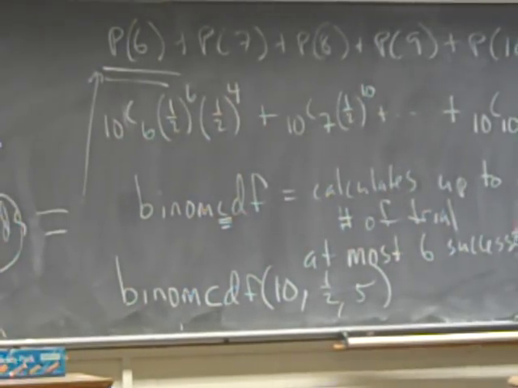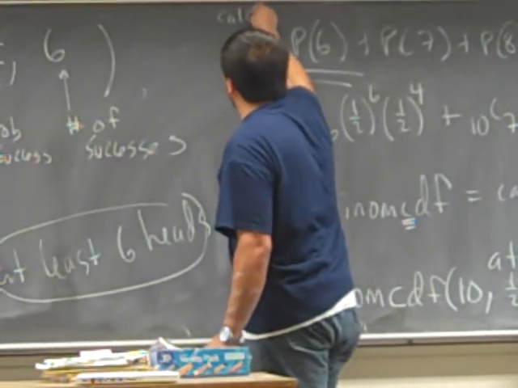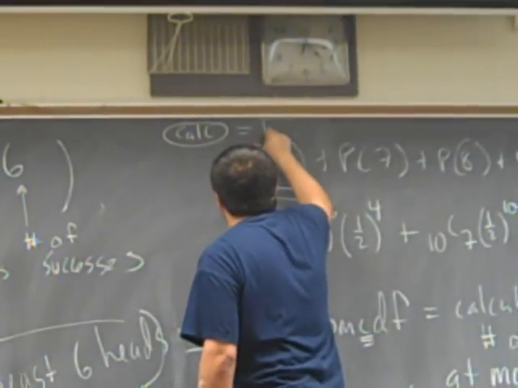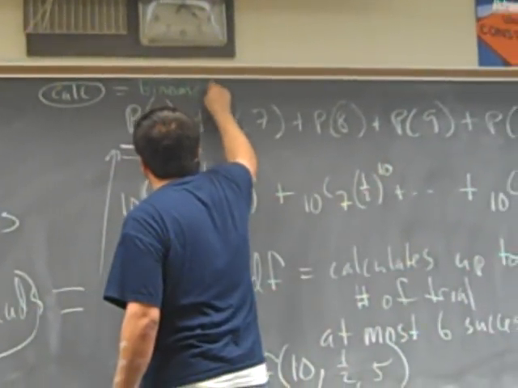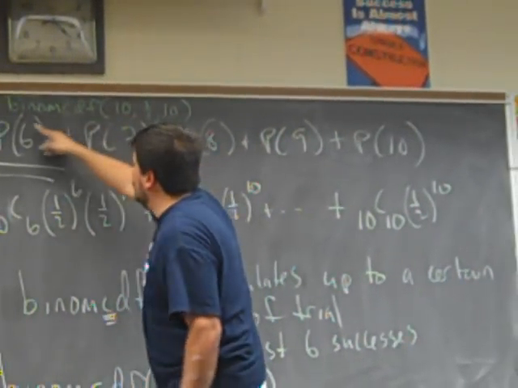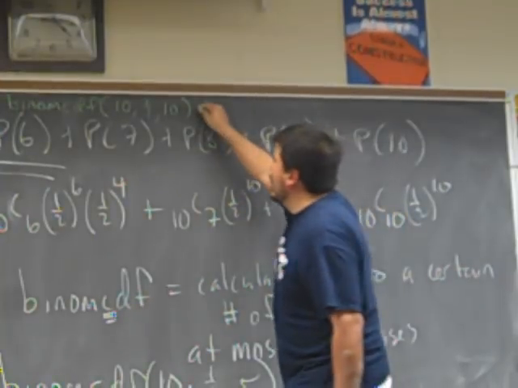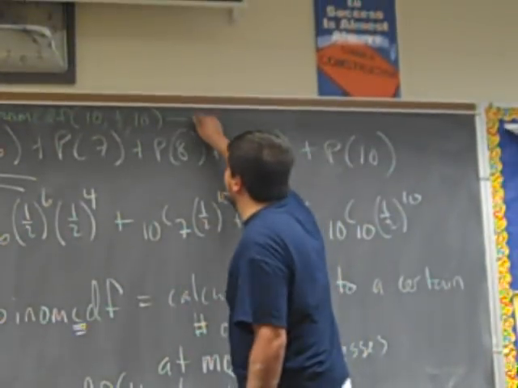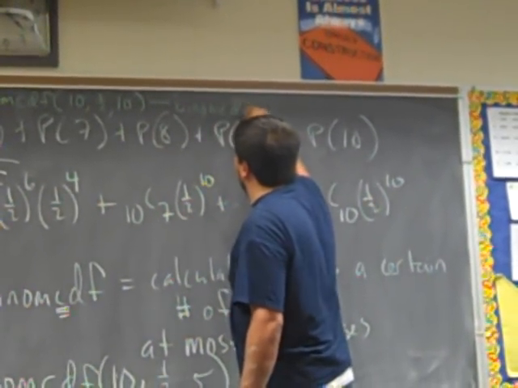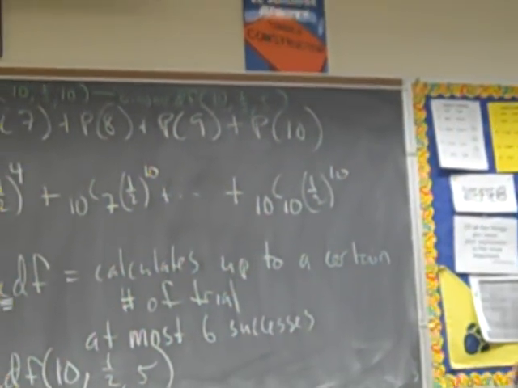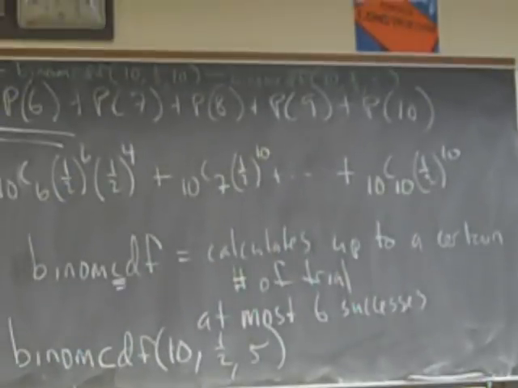Okay? So on the calculator, I would do binom CDF 10, 1/2, 10. That represents every single probability added up. And if I want 6 through 10, I don't want to include 0 through 5, so I just subtract out binom CDF 10, 1/2, 5. And you can do this on your own later. Do it both ways. Convince yourselves that this works, and then you'll be good to go.